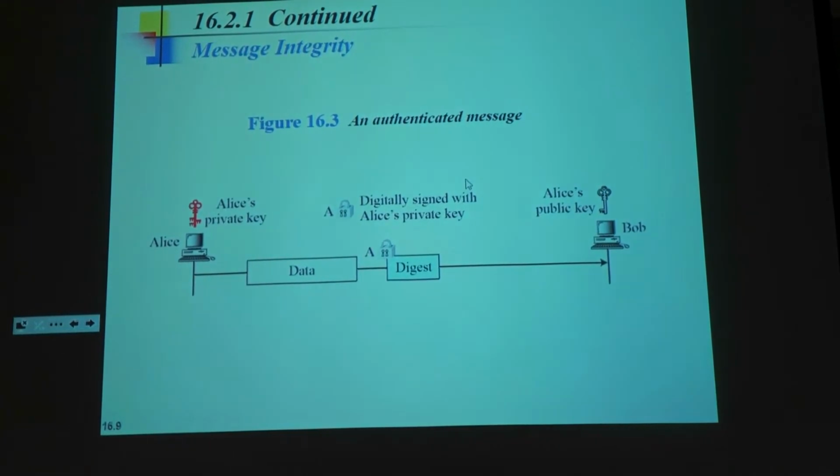Or we could use message integrity. What is message integrity?